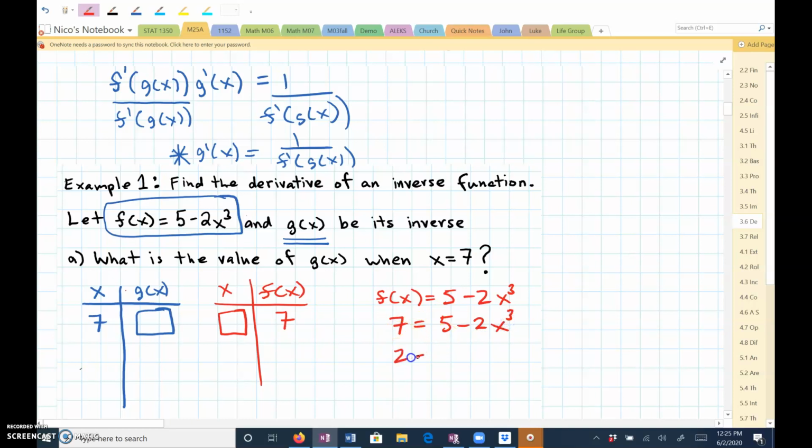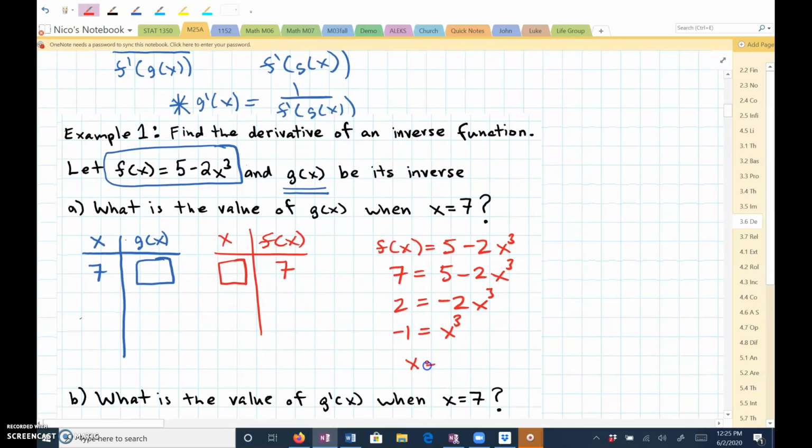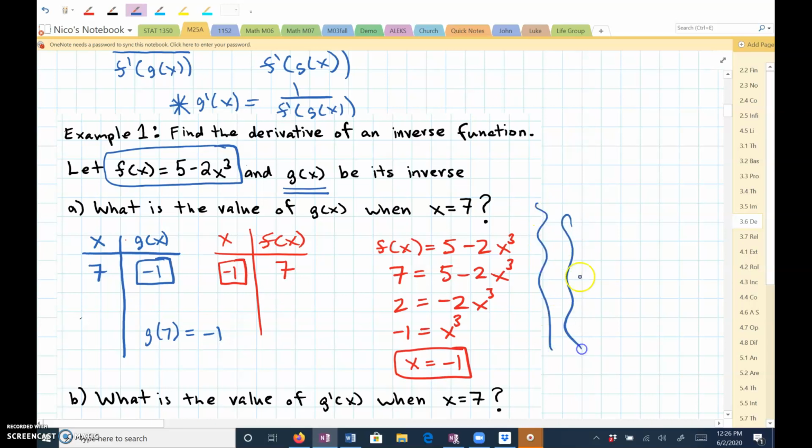So we could subtract 5. We could divide both sides by -2. So x would have to be equal to -1 here, right? Because -1 times -1 times -1 would be -1. So now we know that this is -1, which means g of 7 is equal to -1. This is review. This is all college algebra.